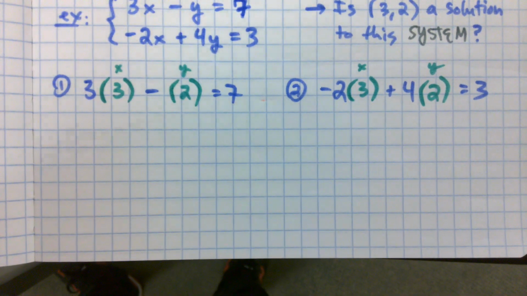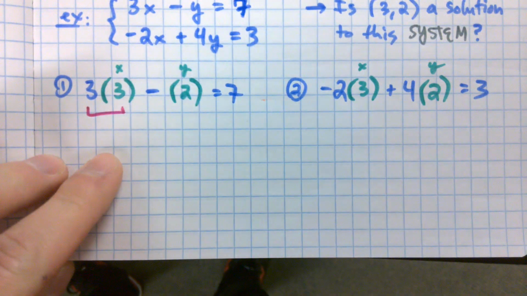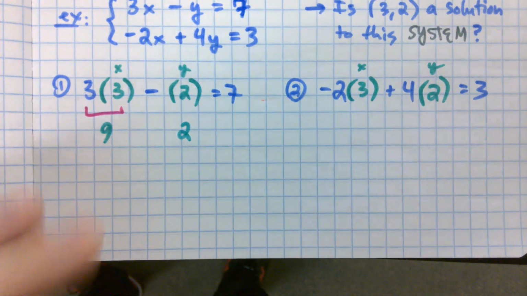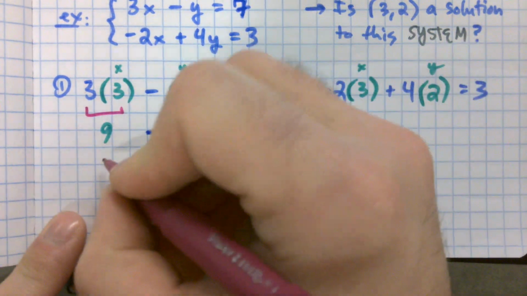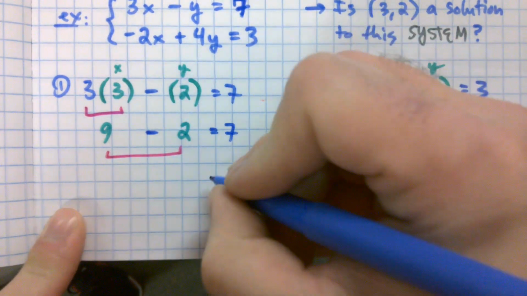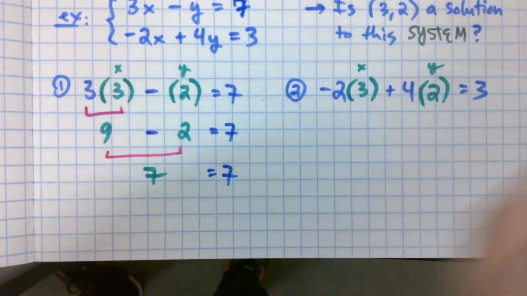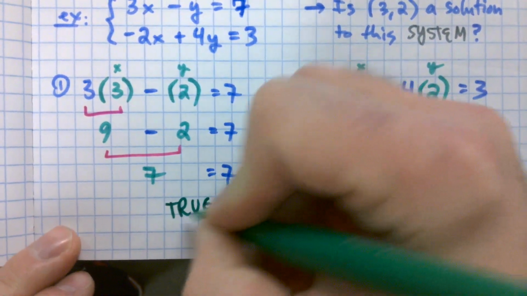Let's take a look. In my first equation, 3 times 3 gives me what? 9. Bring down the 2, the minus, and the equals 7. What is 9 minus 2 going to give us? 7. Does 7 equal 7? Yes, it does. So this first statement is true.